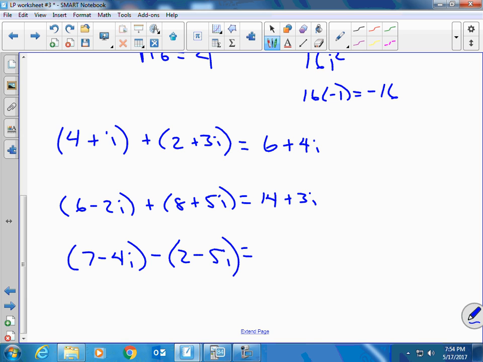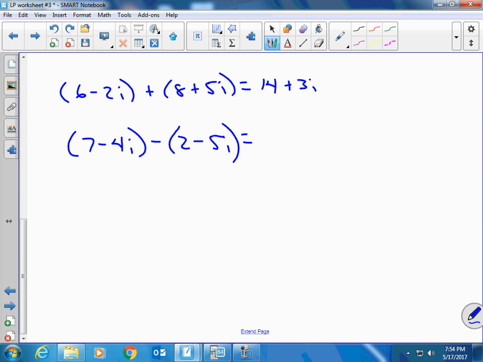Subtraction, you have to be a little more careful. So let's talk through this. I have the real part of 7 minus 2. 7 minus 2, 5. That wasn't so hard. Now the hard part. My imaginary part is a negative 4i. I'm going to write this one out. Minus a negative 5i. That becomes a negative 4i plus 5i, which equals 1i. With subtraction, you have to be careful with double negatives and so on.